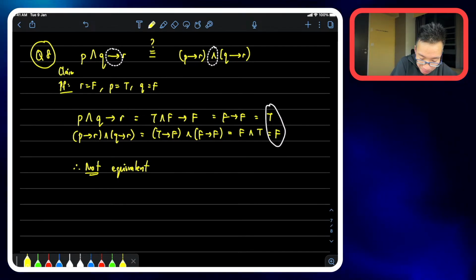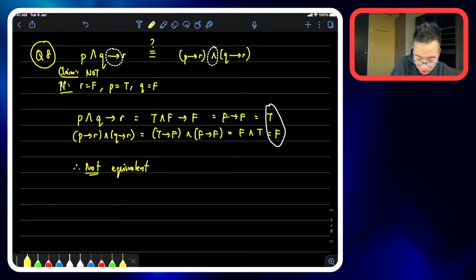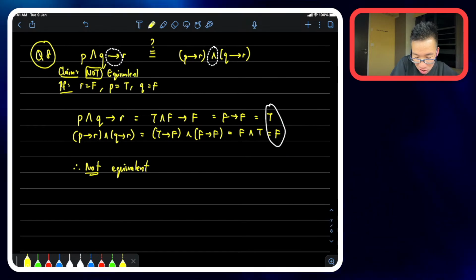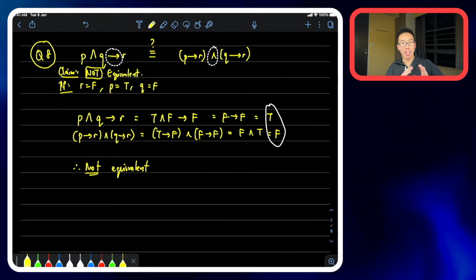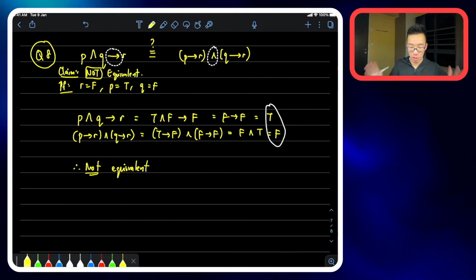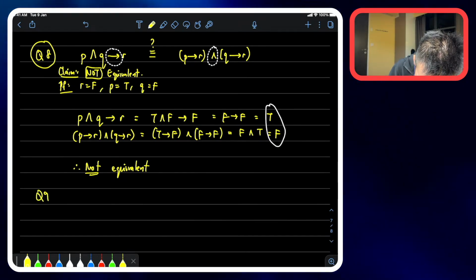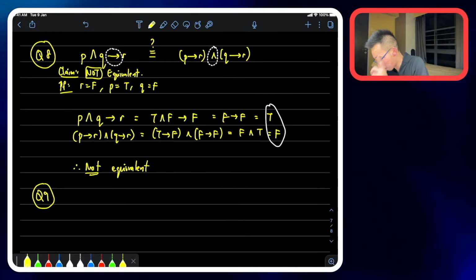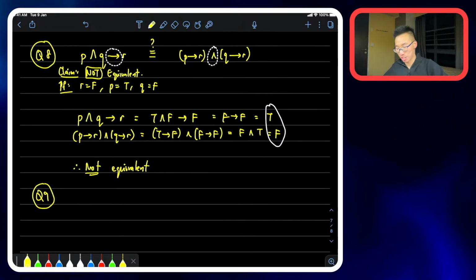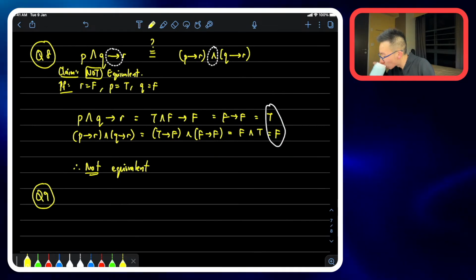Claim: not equivalent. Also, I'm not referring to any answer keys, if you're wondering, so I'm just doing this on the fly and hoping for the best. Hope I don't have to do any corrections later on. That will be awkward and embarrassing. Please raise my corrections if you spot any.